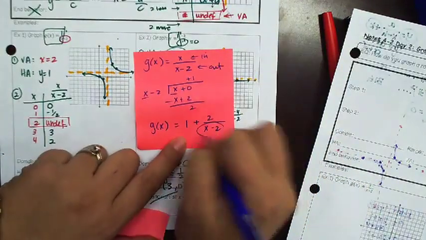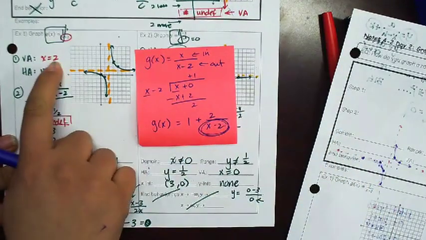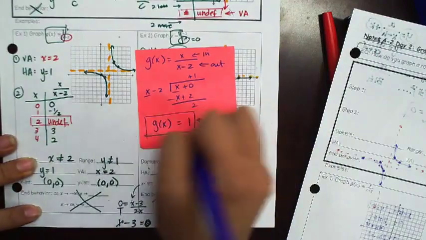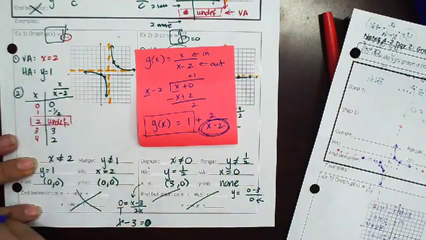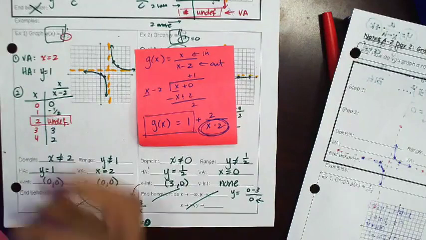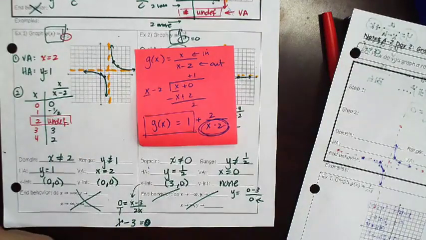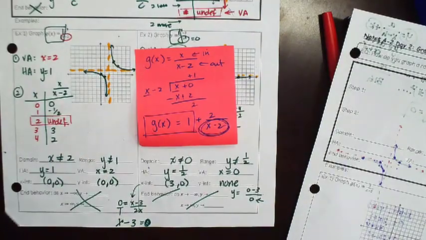And you can still see that the vertical asymptote would be x equals 2. And you can now see that the horizontal asymptote would be y equals 1, which is right there. So just letting you know that it's not that we're memorizing different things, it's just that different forms require different structures, different ways of finding the horizontal asymptote.